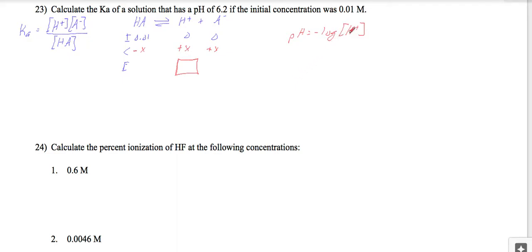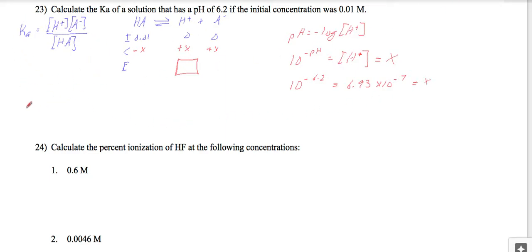So if we rewrite this thing, we know the hydrogen ion concentration, which means that we also know x, because the hydrogen ion concentration is 0 plus x. So if we plug things in, 10 raised to the negative 6.2, we get a hydrogen ion concentration of 6.9 times 10 to the minus 7th. So there is my x, and now I can plug that into the Ka expression.